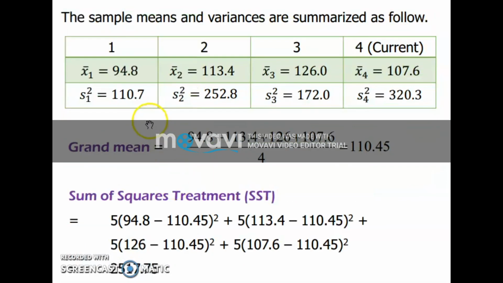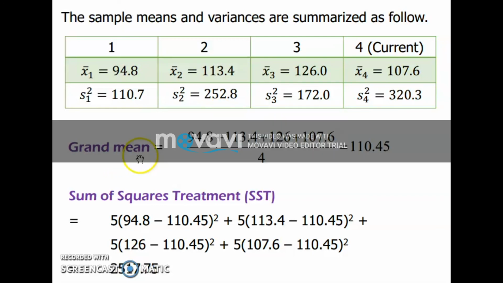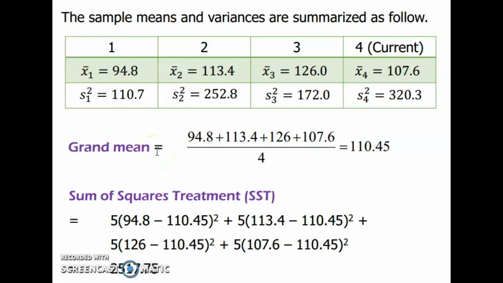So it is simply the formula for sample variance. Once you have the X bar and the sample variance for all 4 types, we can get the grand mean. The grand mean is simply adding all the 20 data points and dividing by 20, or you can simply add up all the means and divide by 4. Then you get 110.45.